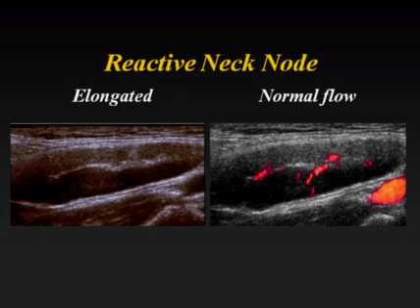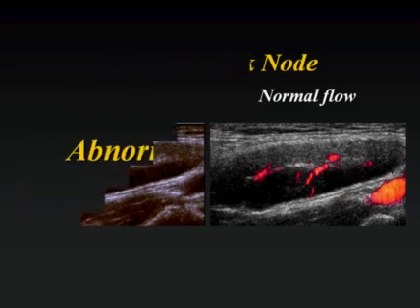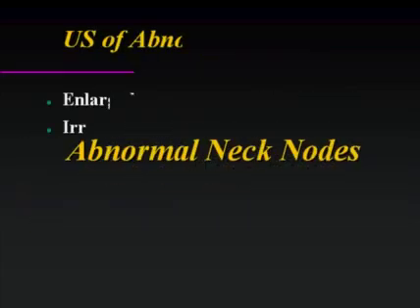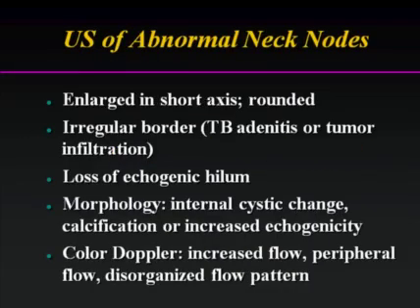And some reactive lymph nodes can be quite large, and we can be clearly confident that they're reactive, again, by the elongated configuration, the preservation of the echogenic fatty hilum, and the central flow. Abnormal neck nodes tend to be rounded, and they tend to have borders that are often irregular. That's not specific for tumors.